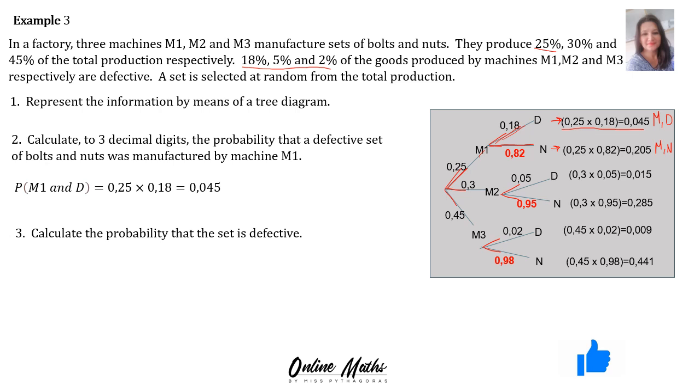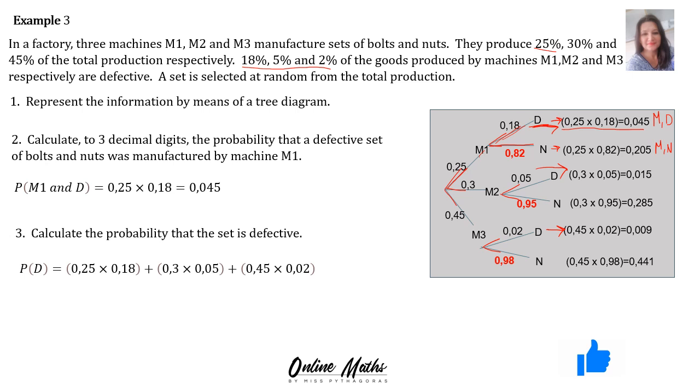Number 3, calculate the probability that the set is defective. So where is that now? That is now everywhere from all 3 machines where you find a defective set. So this one has a defective set, that one has a defective set, and that one has a defective set. So it's those 3 that we're going to add together.